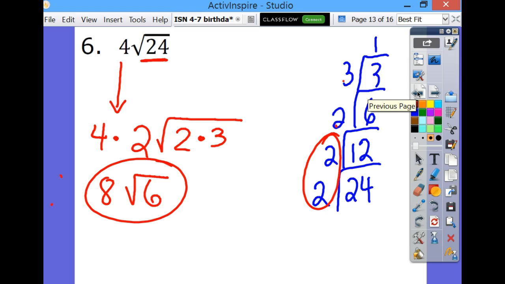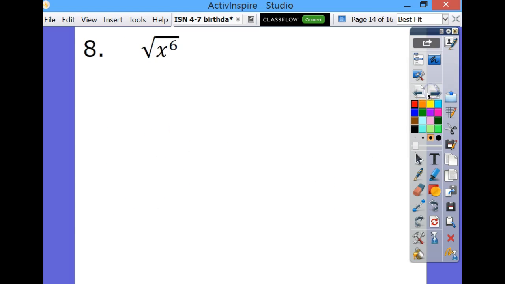A few of you had some issues on the test, in particular with the variable type problems. You knew how to do the birthday cake, but you got confused if there was a variable. Well, all you do is expand the variable. 1, 2, 3, 4, 5, 6. That is what x to the 6th power means. Correct?